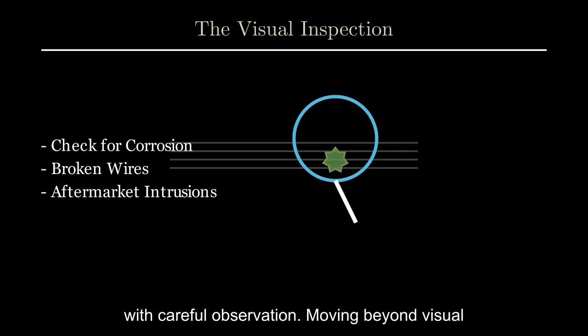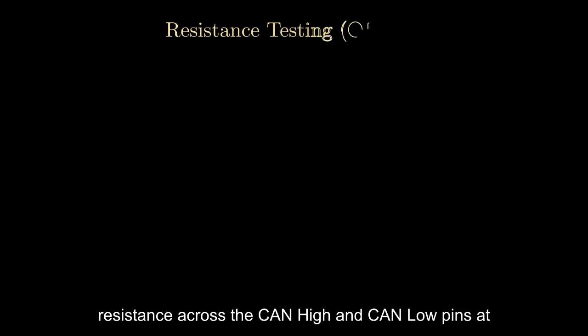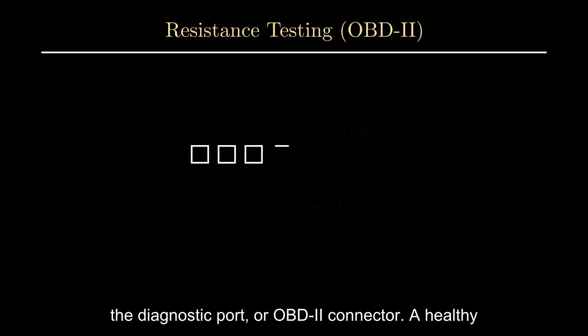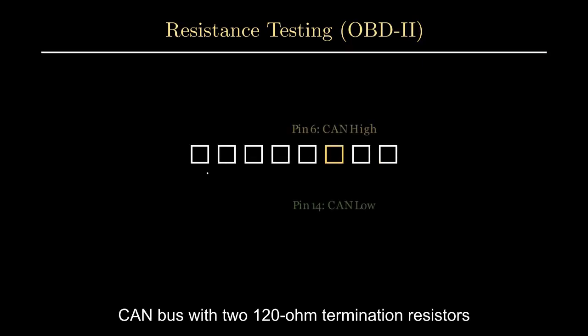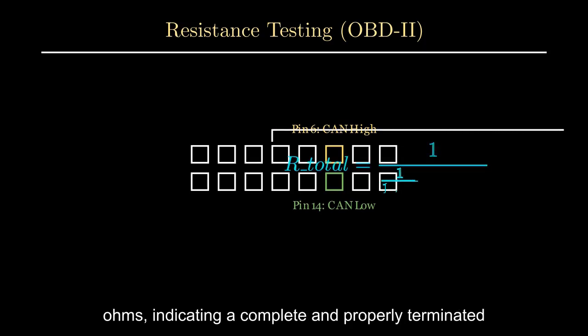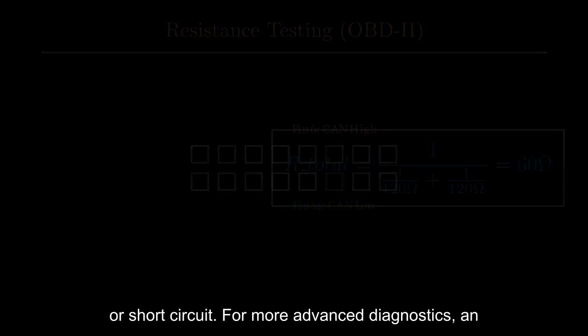Moving beyond visual checks, a digital multimeter becomes an essential tool. One of the first things to check is the resistance across the CAN high and CAN low pins at the diagnostic port, or OBD-II connector. A healthy CAN bus with two 120 ohm termination resistors should typically show a resistance of around 60 ohms, indicating a complete and properly terminated circuit. Deviations from this value suggest an open or short circuit.